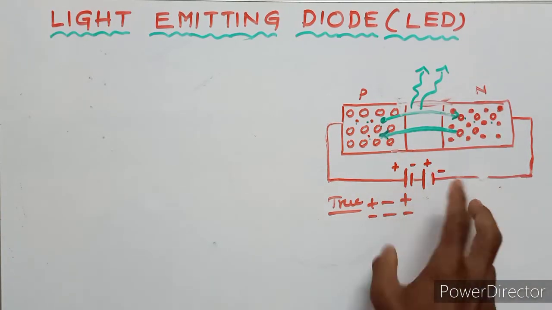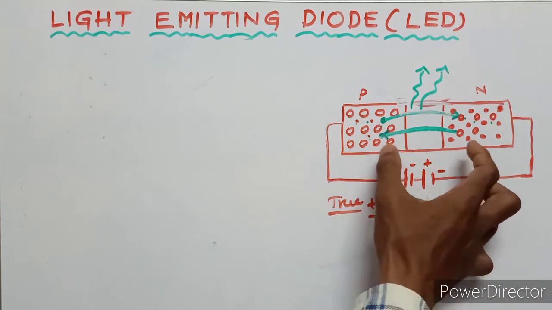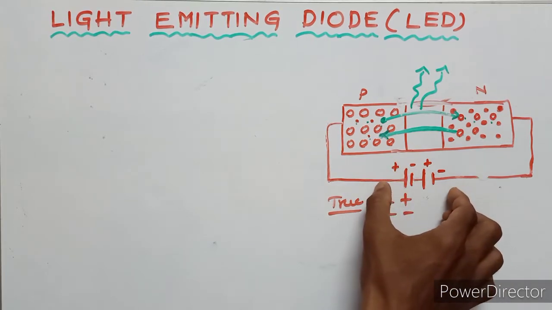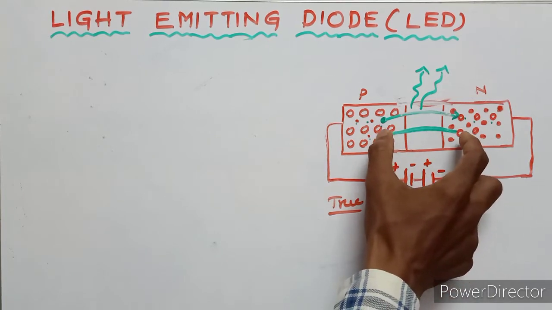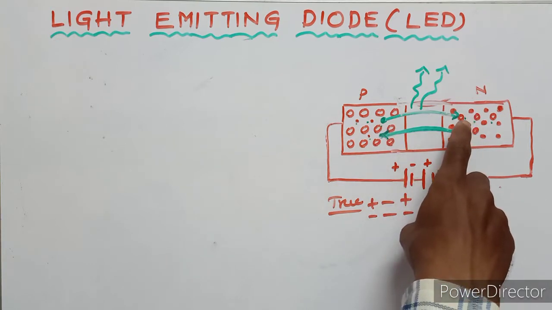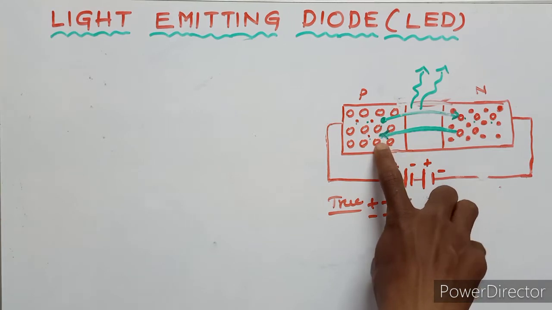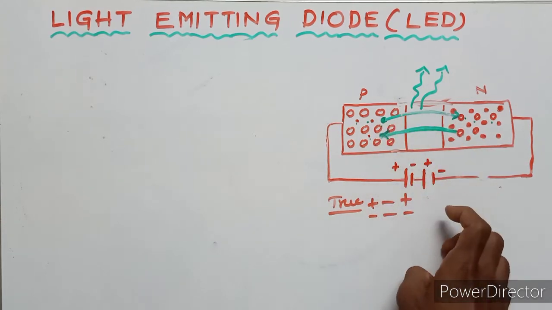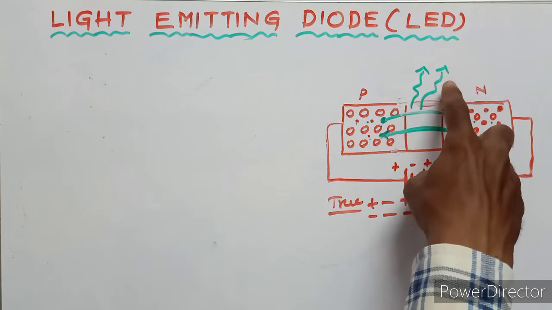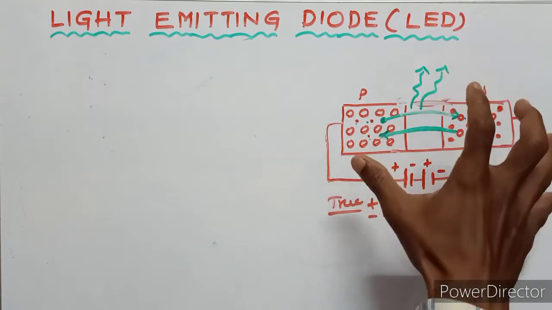Okay, if current flows through the p-n junction diode, that means the electrical energy is applied to the diode, then the free electron jumps towards the hole, the hole jumps towards the free electron. At the time of this process, some energy is released. That energy forms as light energy. That light is the photon. So here light is emitted. This is the light emitting diode.